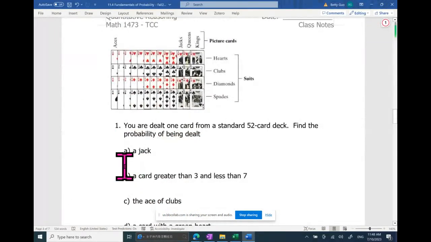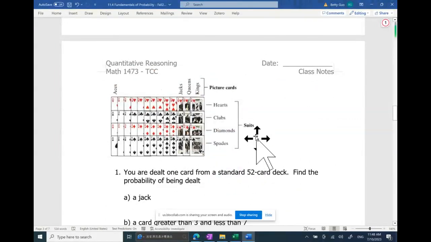This problem is about dealing cards from a standard 52 card deck. Some students would say, I never play poker, I do not know what's in a standard 52 card deck. In order to do the homework and prepare for the test, you will have to spend time and effort to get familiar with what's in a deck of cards. In a deck of cards, we have 52 cards, and we divide the 52 cards into 4 suits.